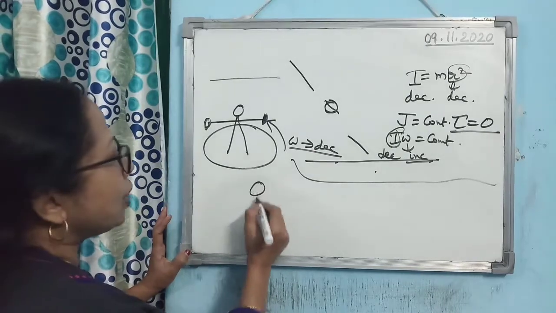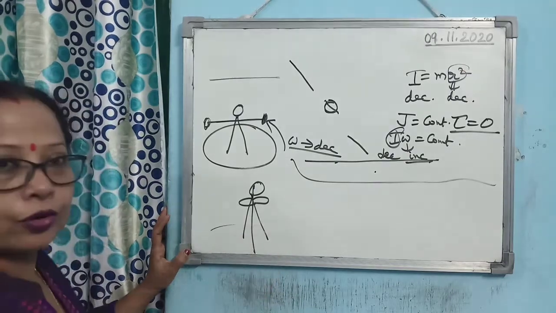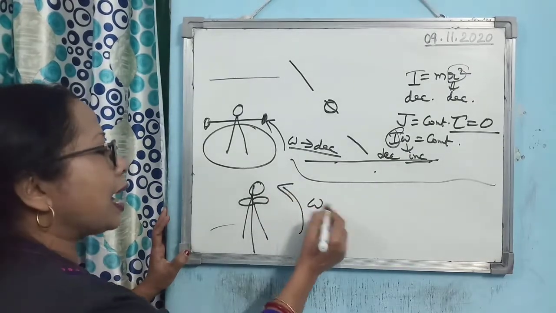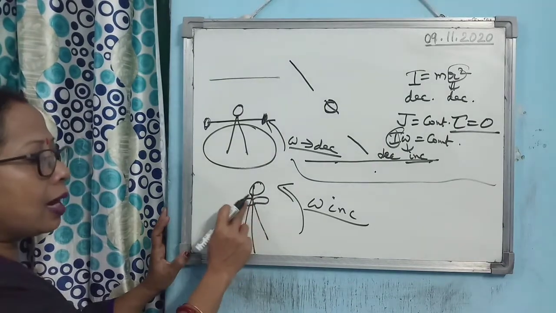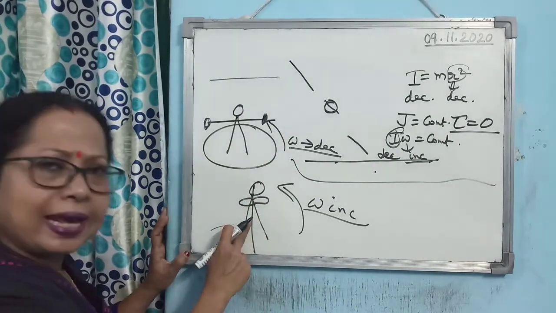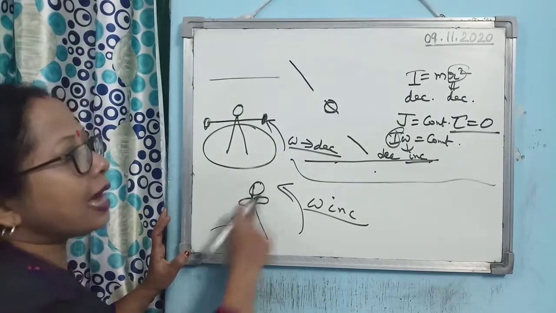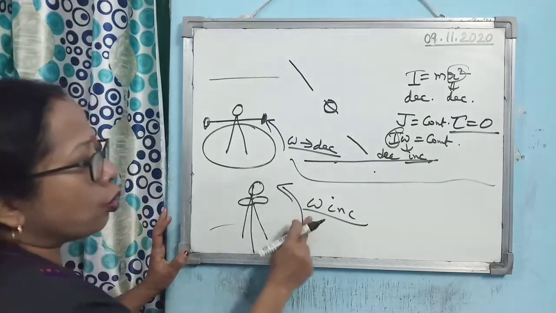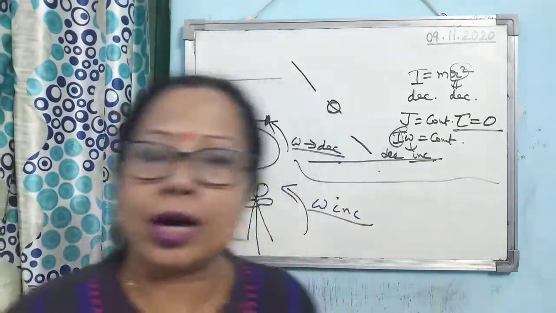Then next, if the person brings the hands near the axis of rotation, you will see that omega increases. Why? Because when the person brings the hands near the axis of rotation, I is decreasing, so omega is increasing, as angular momentum remains constant.